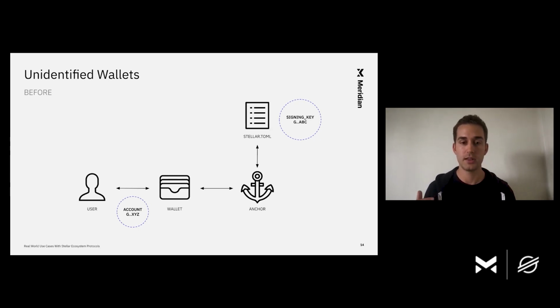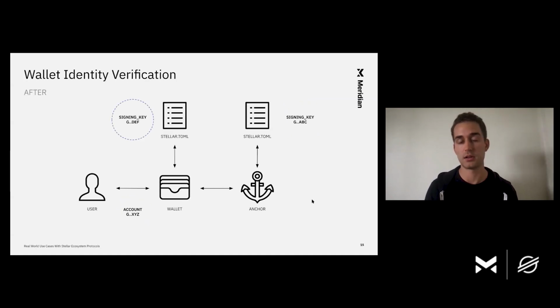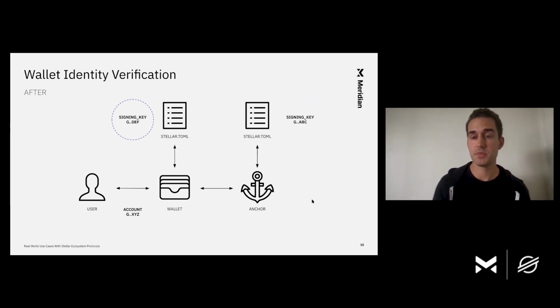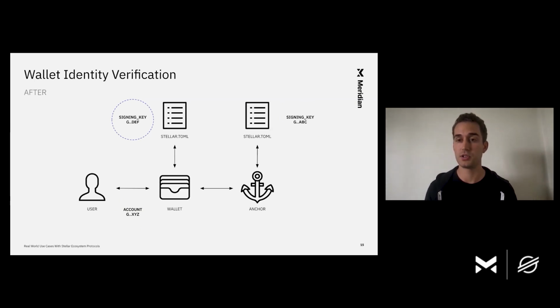Now, the wallet and its identity is actually left out here. The wallet is opaque to this flow, and the anchor is just authenticating the user and proving that they're the account holder. In order for the wallet to actually prove that they are involved in this flow, they actually have to host their own stellar.toml file with their own signing key. And what this does is it allows anchors to collect the signing key and verify that the signing key on the wallet stellar.toml file also signed the challenge transaction.